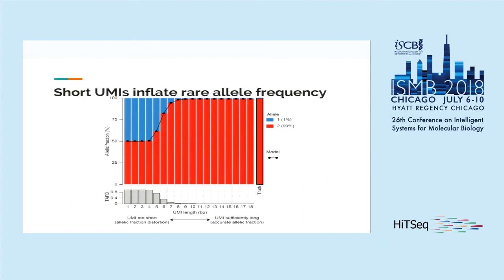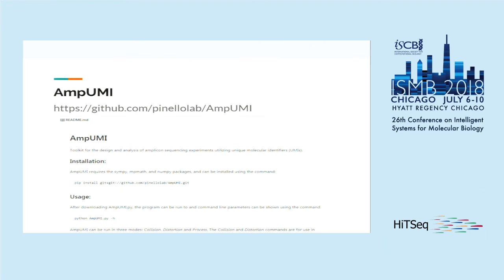And we have put all of our findings, both in estimating the total allelic fraction distortion, as well as in estimating the number of allele collisions or UMI collisions, into the software package called AmpUMI, which is accessible at this address on GitHub. If you just Google AmpUMI, there's one YouTuber with this handle. But other than that, you can find our GitHub page and our manuscript.